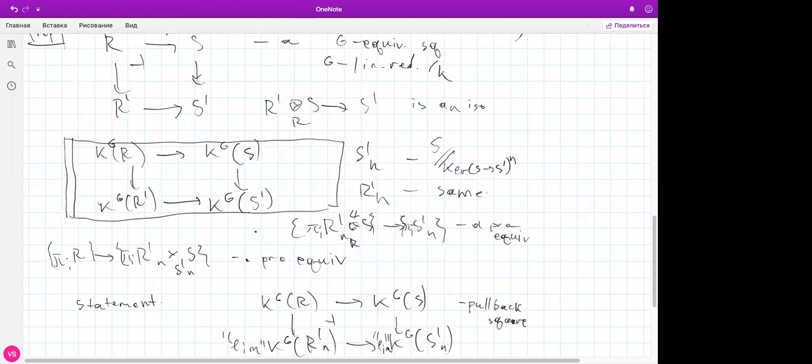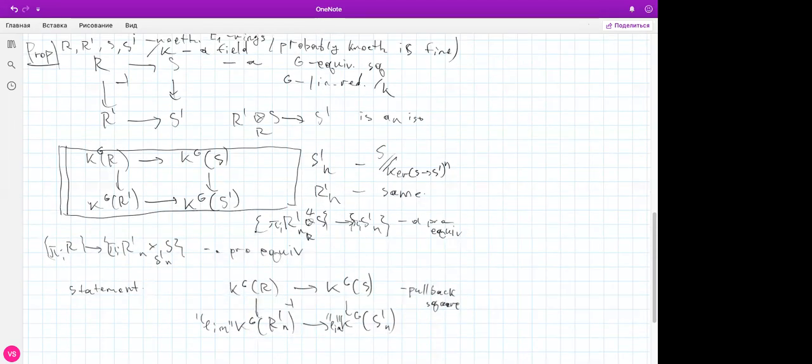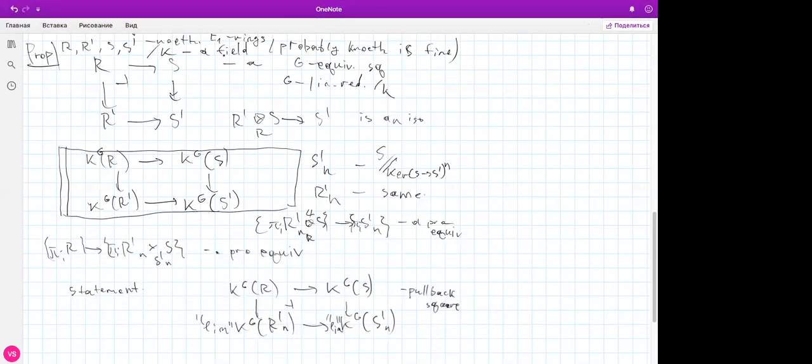Yeah, so in the end, the statement is as follows. We have R prime, S prime, some E1 rings, where S prime is actually a quotient of S. If you want, it also has this kind of form, a quotient by some set of elements, whatever. And then we have the two conditions that this map of pro systems is an equivalence of pro systems, and this map of pro systems is an equivalence. Then we have that this square is a pullback square in K-theory.